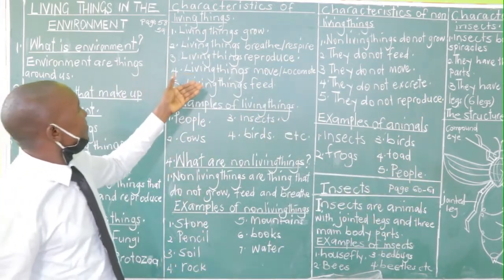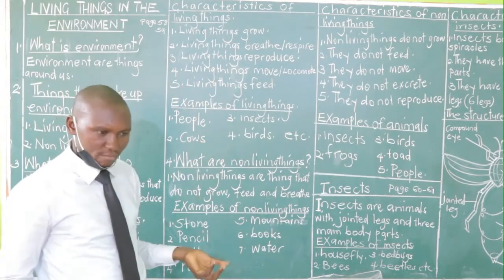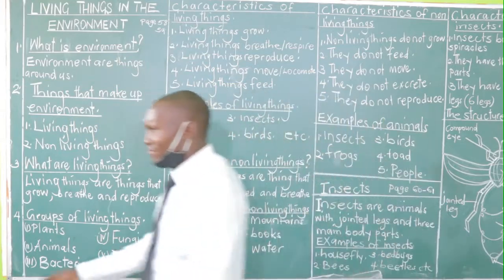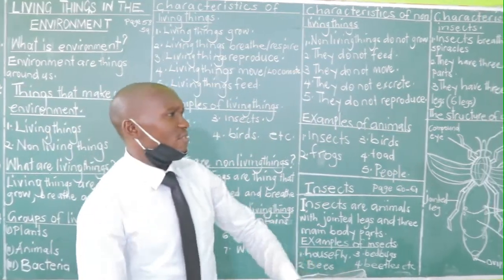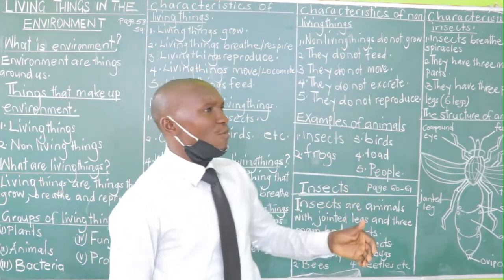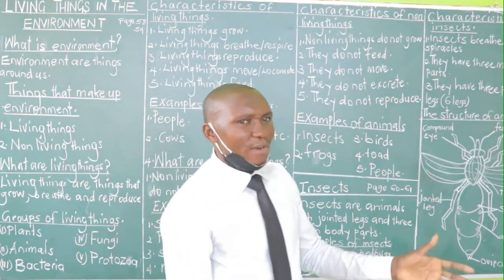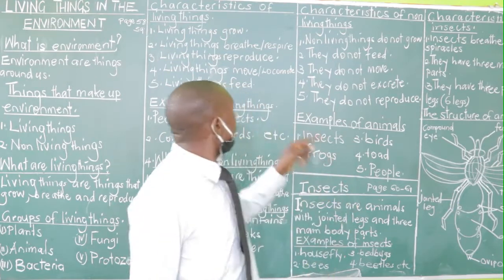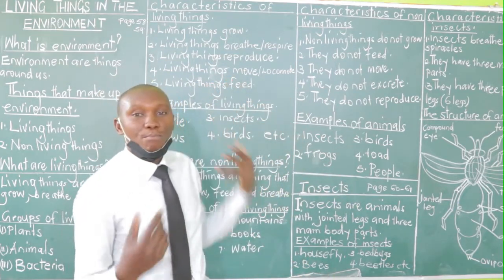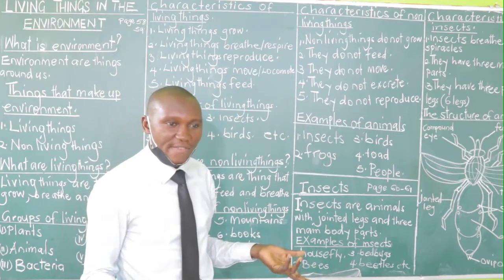Next we have living things move. Living things move from one place to another. You can move from this way to the other side. You can also move outside, play football. That is moving. And that is what we call locomotion. Living things locomote. That is the same as movement. Are we together, I think?